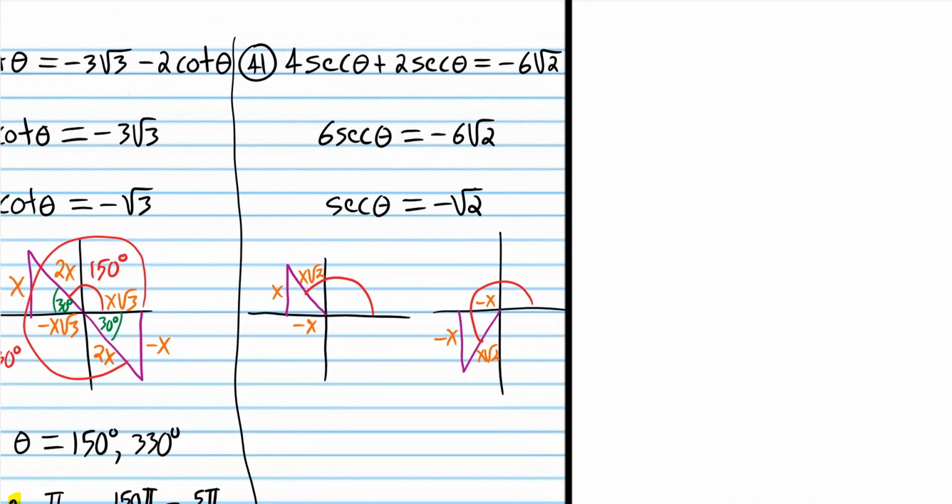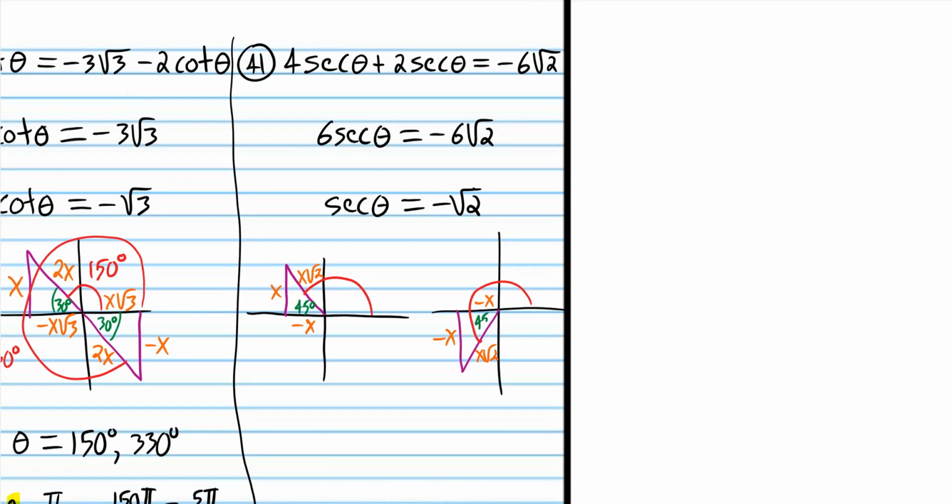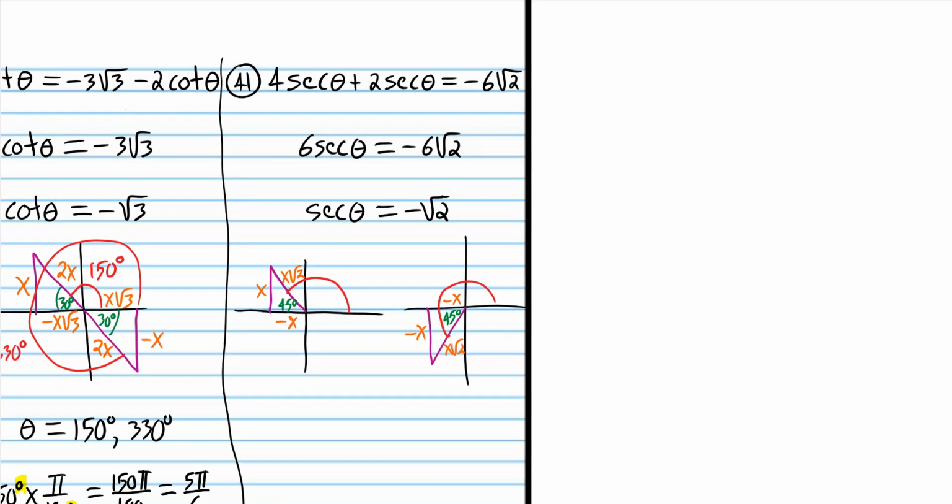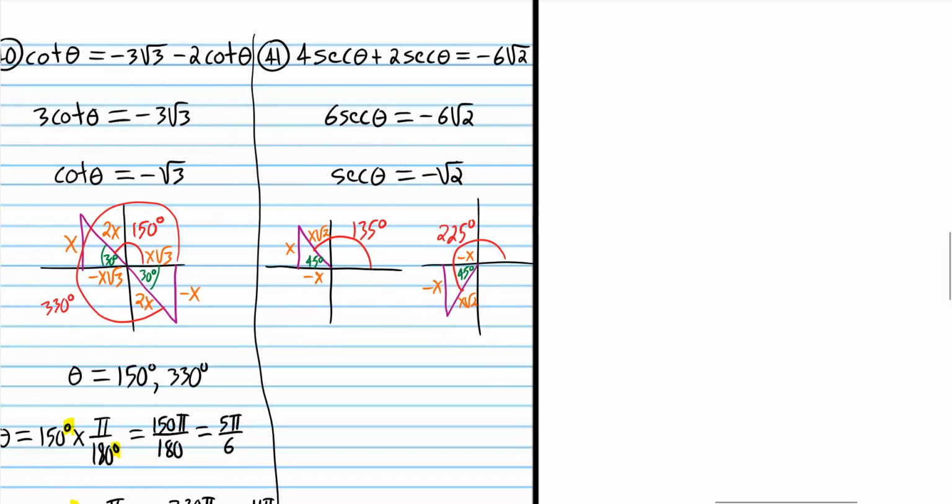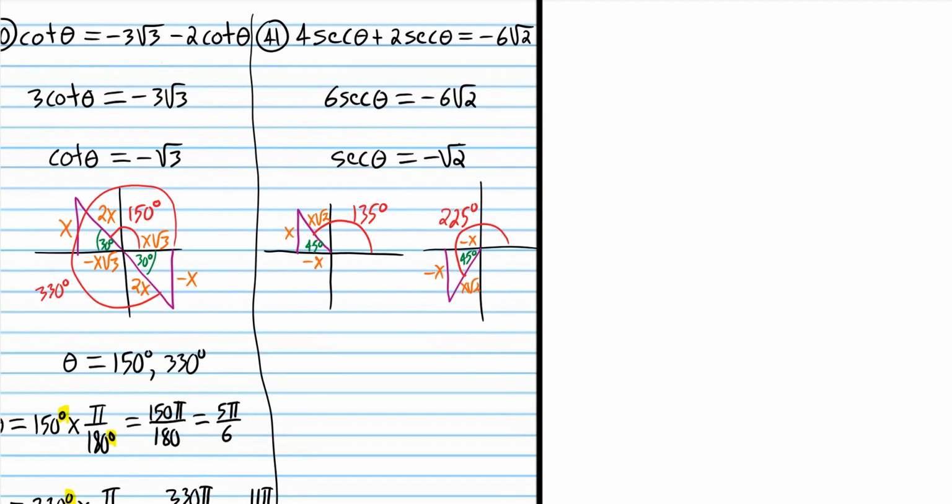So the reference angle is going to be 45 degrees, obviously. This is obviously a 45 degree reference angle for both these triangles. And now we just do basic math. 180 minus 45 is 135 degrees. That's the actual angle we're looking for. And then 180 plus 45 degrees is 225 degrees. That's the actual angle we're looking for between 0 and 360. So theta is equal to 135 degrees or 225 degrees.